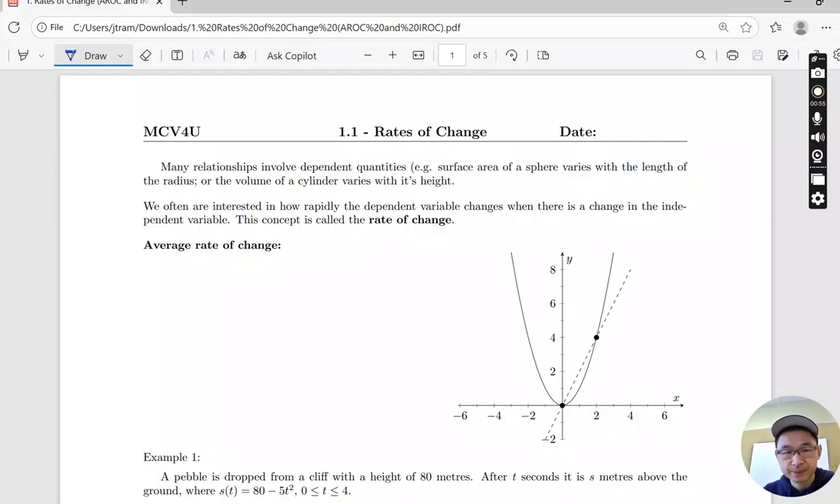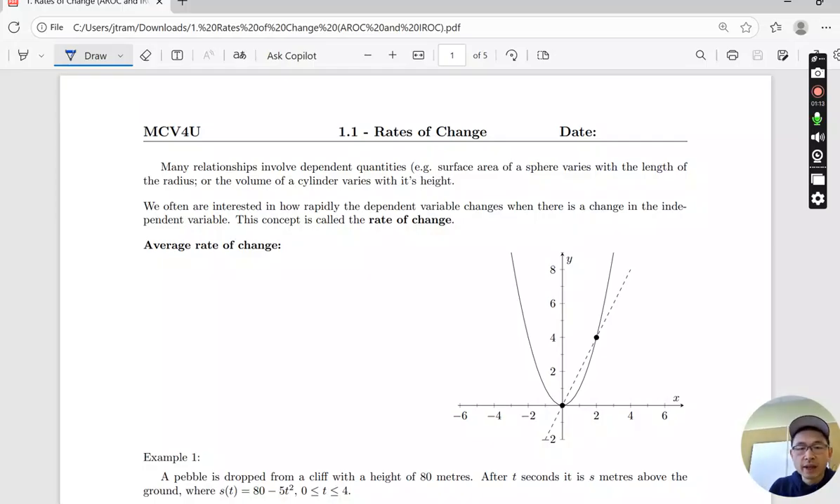So in other words, as the length increases, think about a balloon. Okay, as the length of the radius increases, imagining a perfect spherical balloon, how does the surface area of the balloon increase?